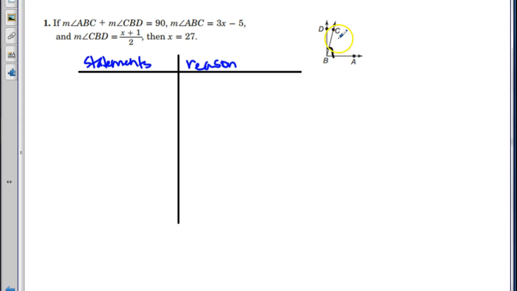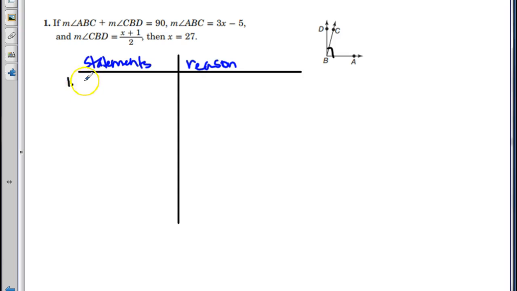The measure of ABC is 3x minus 5. The measure of CBD is (x plus 1) divided by 2. Then x equals 27. So let's think through the way we would solve this. If we were actually working this problem, we know that the sum of the measures of these two angles, ABC and CBD, is equal to 90. That's a given. So if we take 3x minus 5 plus (x plus 1) over 2 and set it equal to 90, we should be able to solve that for x. That's the thought process as we roll through it.